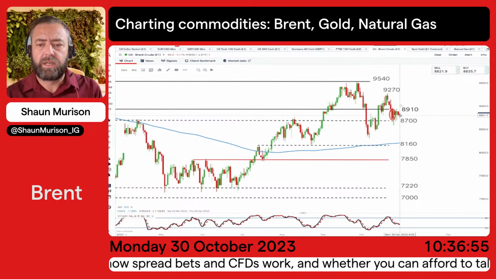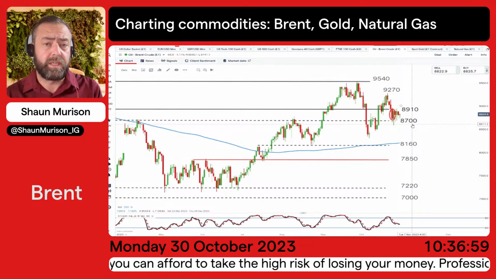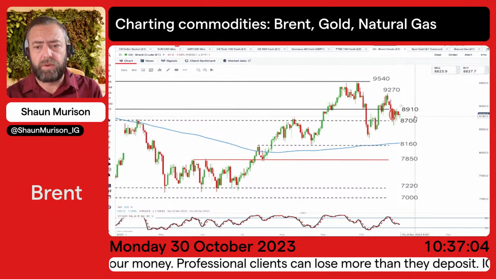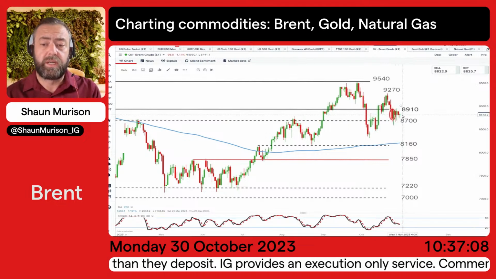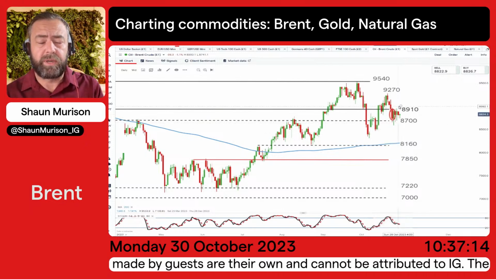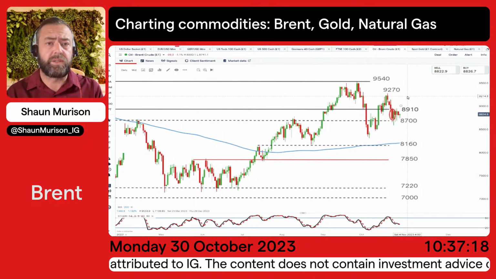indication, but we are sitting in the range between $87 and $91.10 per barrel. I think for that next directional guidance for long, we want to see that range break. So that would be considered a break. We get a close above or below. Close below, we'll sit on our hands, waiting for weakness to play out. Break above could be a signal for long entry, targeting a move back towards that 92.70 mark.